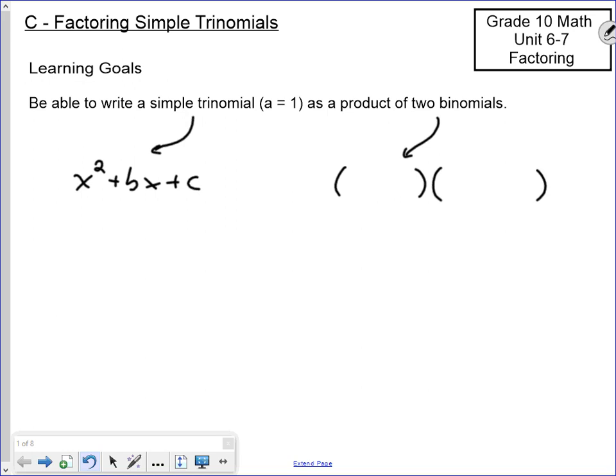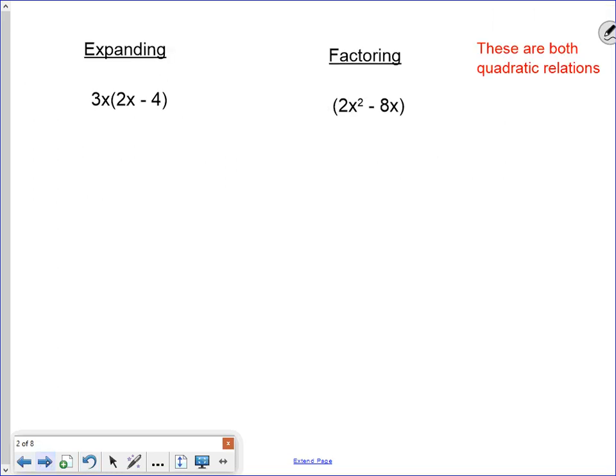Product means these two things are multiplied together, and a binomial might look like something like, I don't know, x plus p, x plus q, where p and q are both letters. Okay? So let's just put this in the context of what we've been doing up until now.